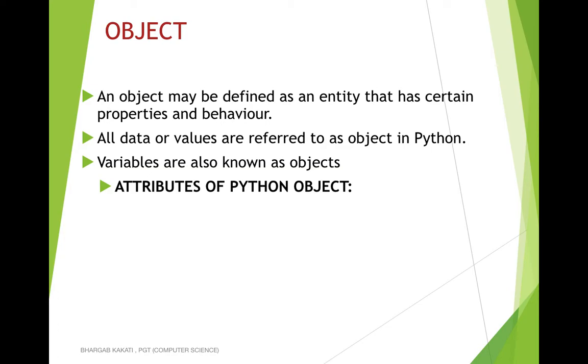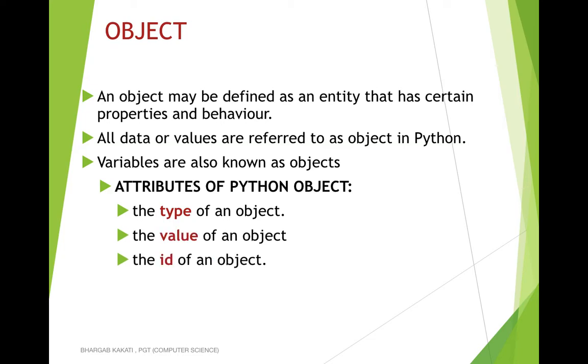Now there are certain parts or attributes of every Python object. Let's go and look at these attributes. So the first attribute is the type of an object. Second is the value of an object, and finally we have the ID of an object. Now let's go through these attributes in detail.